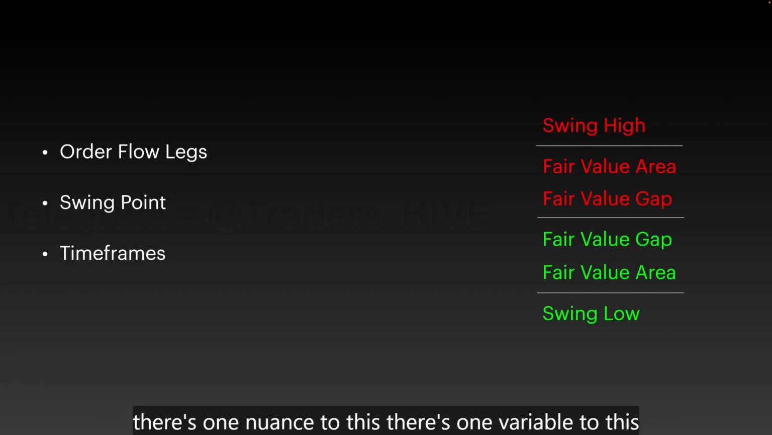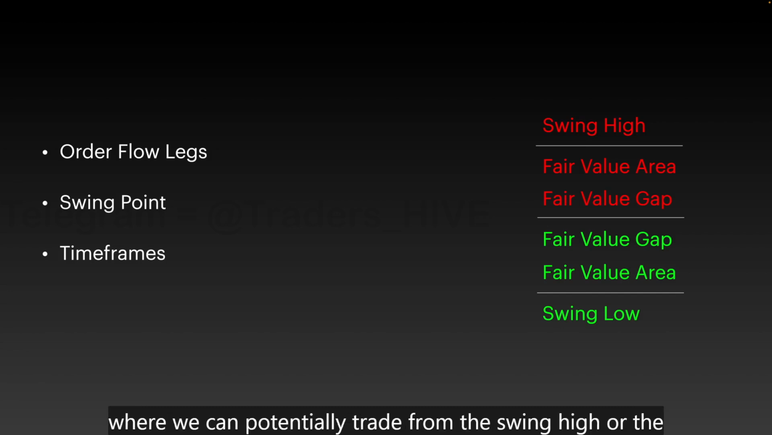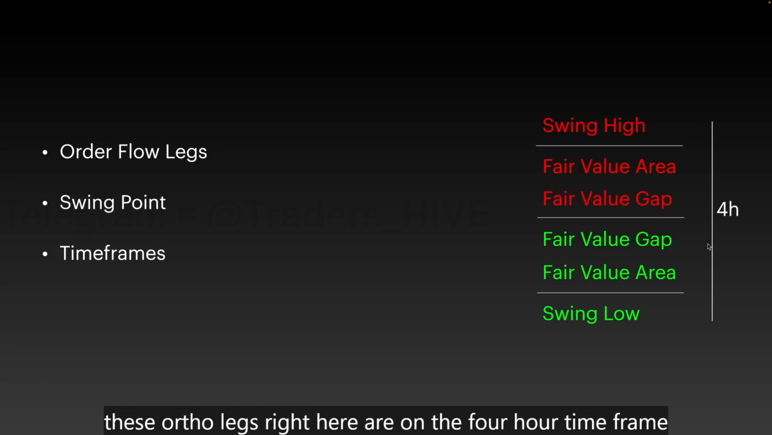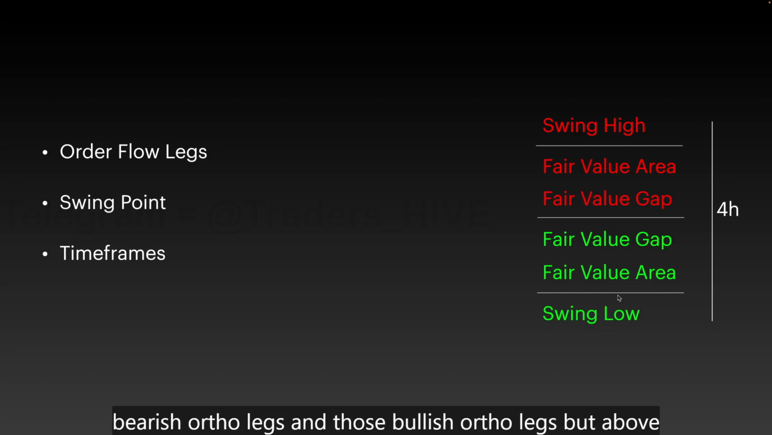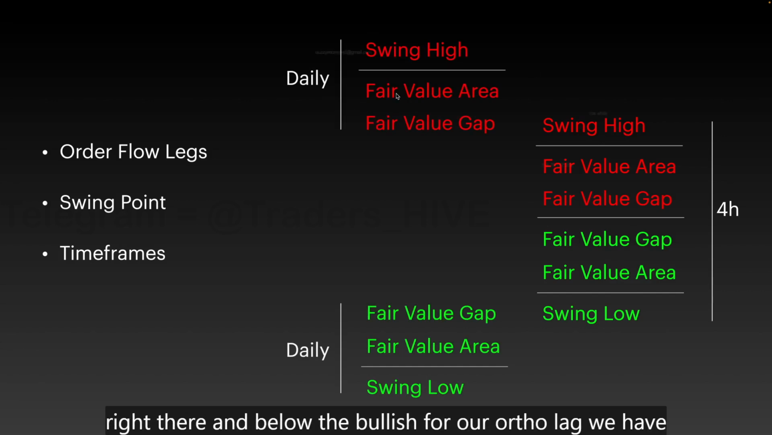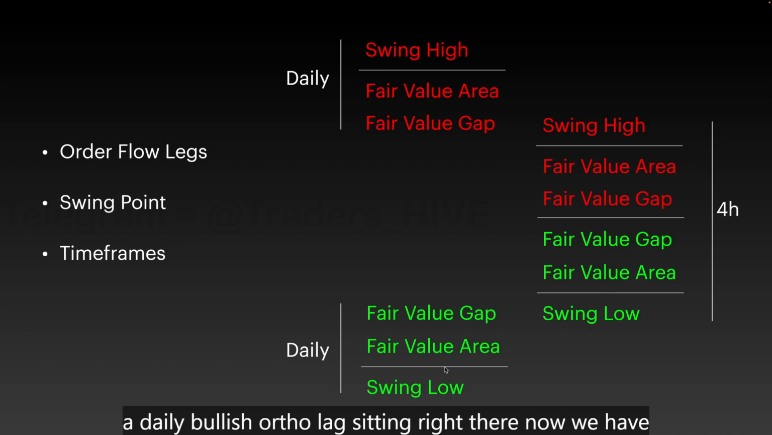Very important. There's one nuance to this. There's one variable where we can potentially trade from the swing high or the swing low. And that leads us to time frames. Because let's say these order flow legs right here are on the 4-hour time frame. On the 4-hour time frame, we have those bearish order flow legs and those bullish order flow legs. But above the bearish order flow leg, we have a daily bearish order flow leg right there. And below the bullish 4-hour order flow leg, we have a daily bullish order flow leg sitting right there.